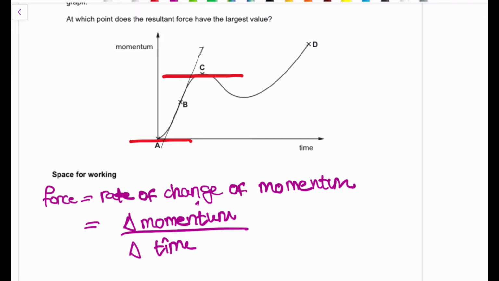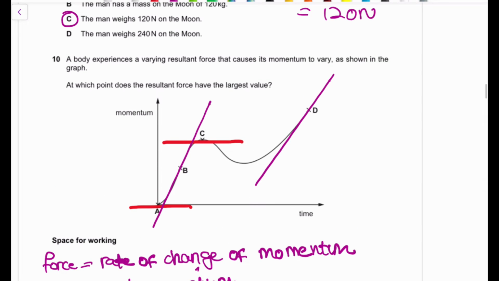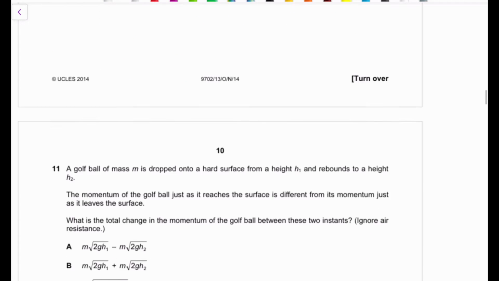It's a very, very steep gradient, right? So let me redraw it so that you can see it. If we draw it like this, you see that it's a very, very steep gradient. But if we look at D, which is steeper, B or D? The answer has to be B, meaning that the gradient at B is greater than the gradient at D. So the answer for question 10 has to be B. We have the steepest gradient, so the greatest resultant force.